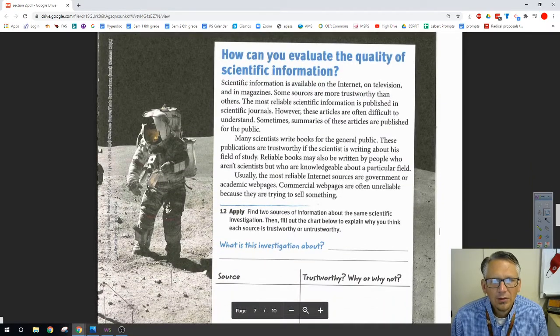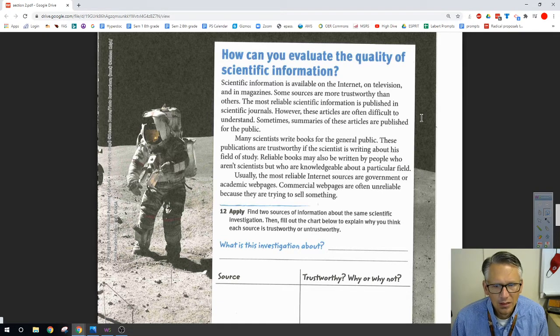How can you evaluate the quality of scientific information? Scientific information is available on the internet, on television, and in magazines. Some sources are more trustworthy than others. The most reliable scientific information is published in scientific journals. However, these articles are often difficult to understand. Sometimes summaries of these articles are published for the public.